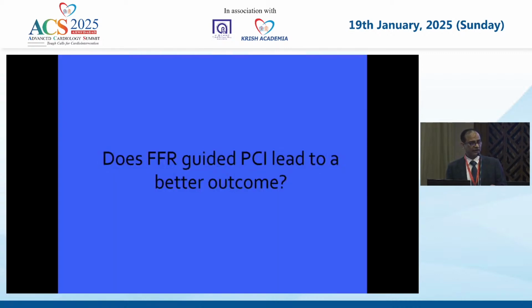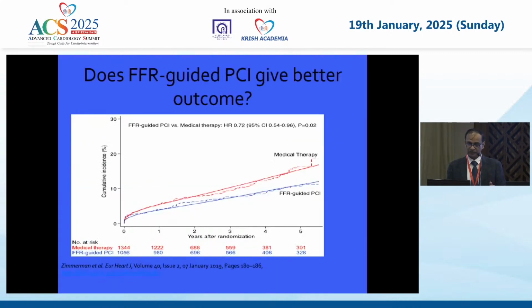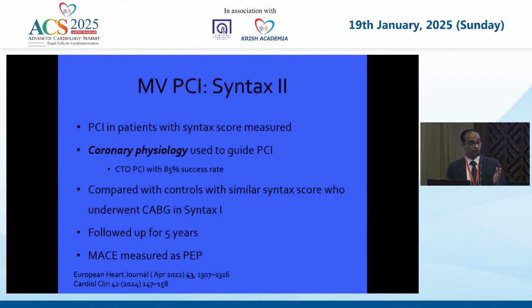Now, does FFR guided PCI lead to a better outcome? This also was shown by FAME, and yes, unequivocally so. And FFR guided PCI is far better than medical management alone in the short term, intermediate term, and long term. This has also been shown in Syntax 2 that was published in 22 and then further evaluated thoroughly. They compared a historical group of patients who underwent CABG and then performed angioplasty in multivessels in Syntax 2, and physiology was used to guide this PCI. Compared with controls, they were followed up for 5 years. And what did they find?